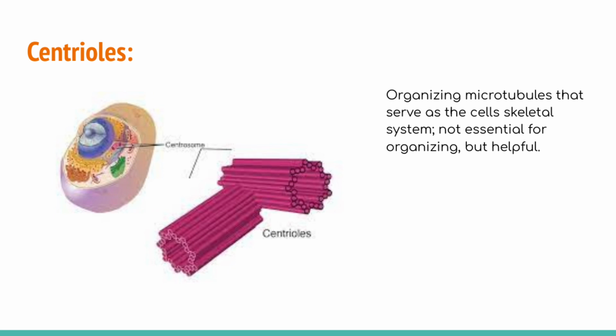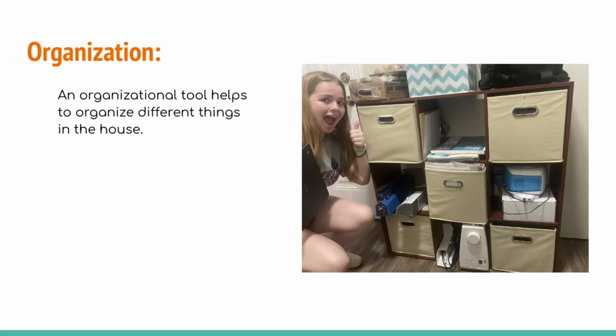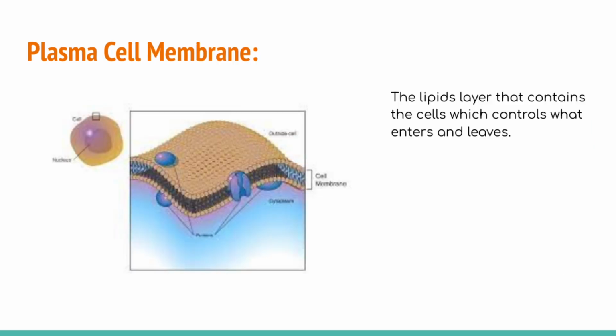Centrioles organize microtubules that serve as the cell's skeletal system. It is not essential for organizing, but can be very helpful. Organization in the household is like centrioles because it helps to organize different things in the house that don't have a place to go. The plasma cell membrane is the lipid or fat layer that contains the cells, which controls what enters and leaves the cell.